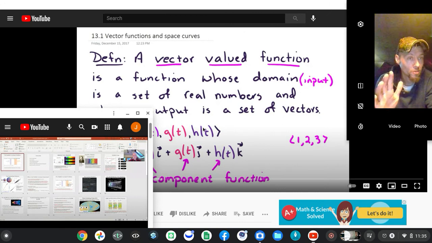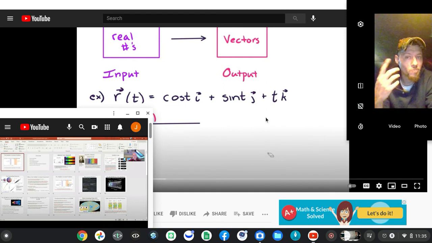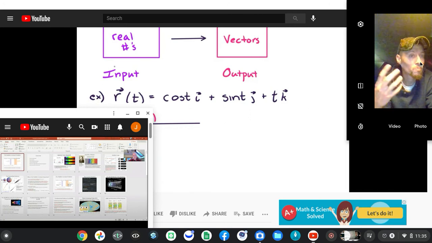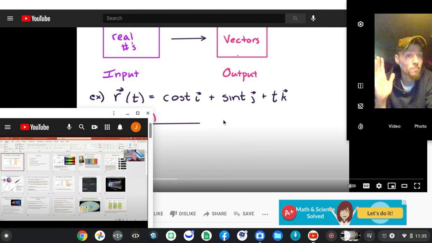So let's take a look at how I do an example. At the top of the screen, we've got our input values, real numbers. That's going to be our domain set. What kind of real numbers can we put into a function? And then our output is going to be a set of vectors. So here's a specific example.